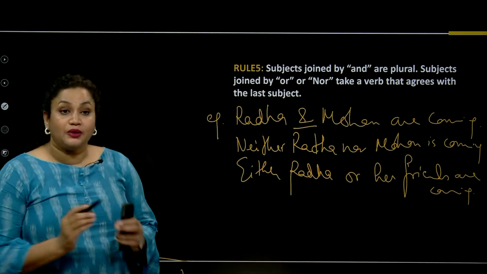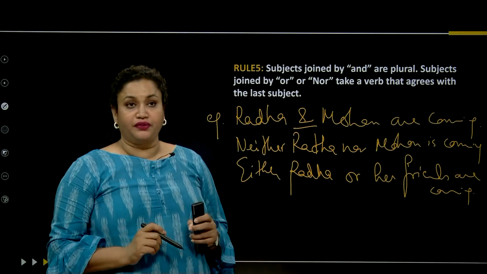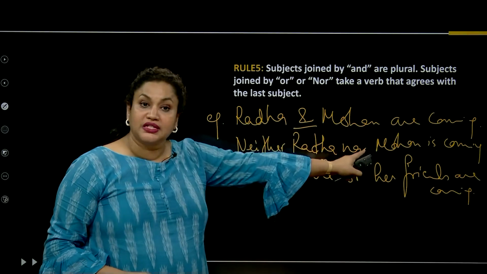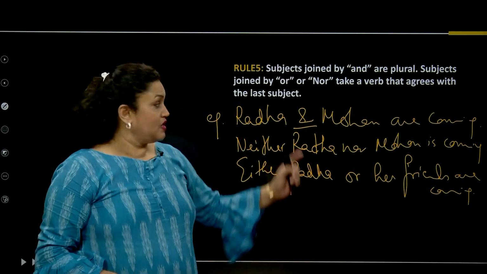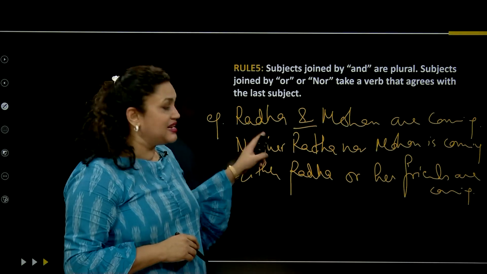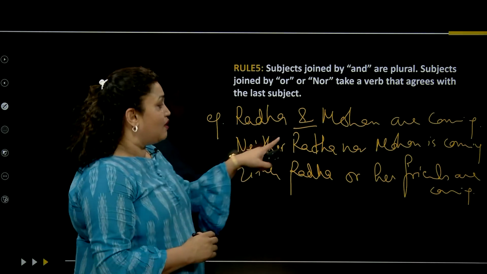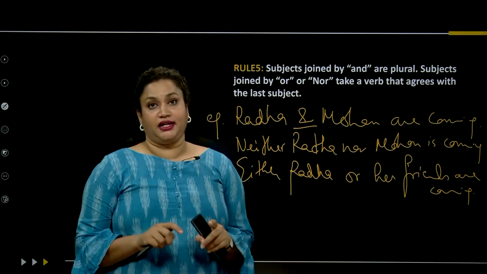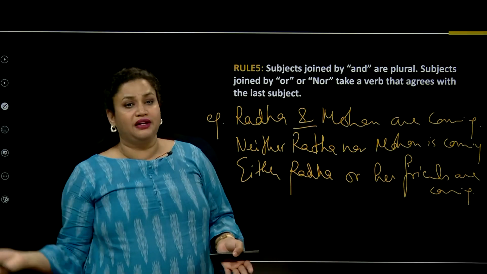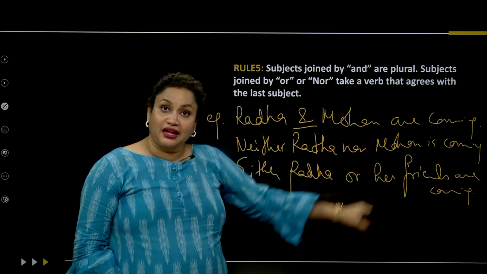Now the trick here is that whenever you add two nouns and you use an "and", in that case you are going to use a plural verb. Radha and Mohan are coming. But when you are using neither Radha nor Mohan is coming, both Radha and Mohan are single entities, and we are saying that neither this will come nor that will come. That is fine because both of them are singular. Therefore, I am saying is.